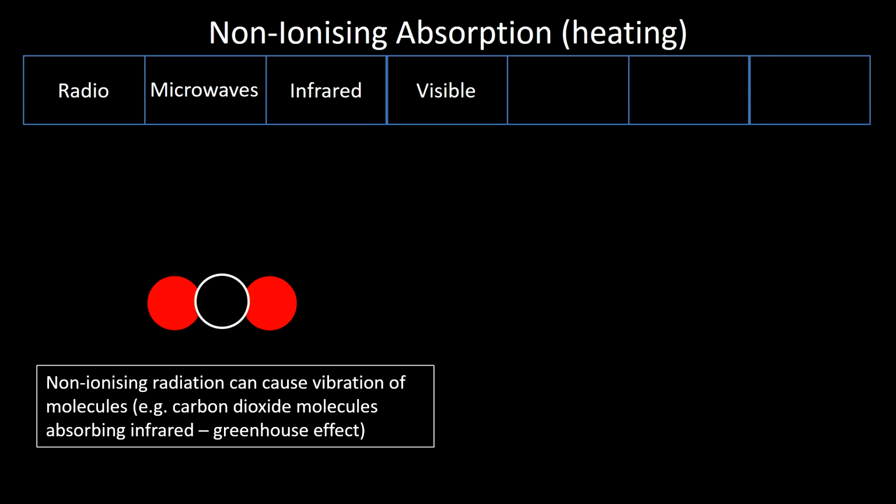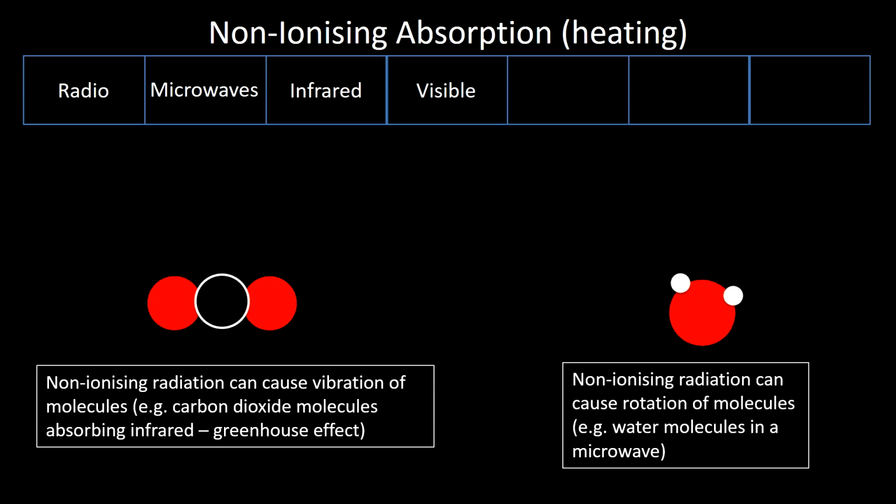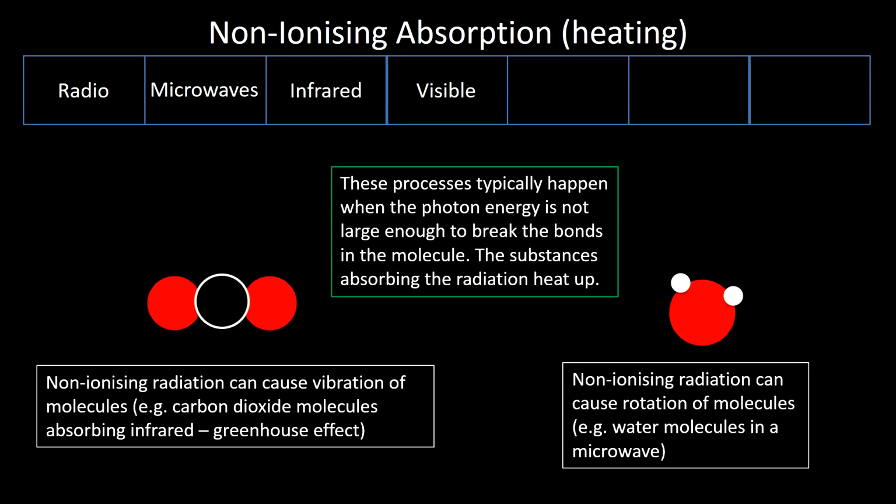Okay, and the other common example is that water molecules, if we hit them with a microwave photon like that, will rotate, and that's the mechanism that microwave ovens use to heat the water in food. So both of these effects cause heating, and when the photon energy is not big enough to break the bonds and ionise, then they can cause vibrations or rotations, heating the substance up.